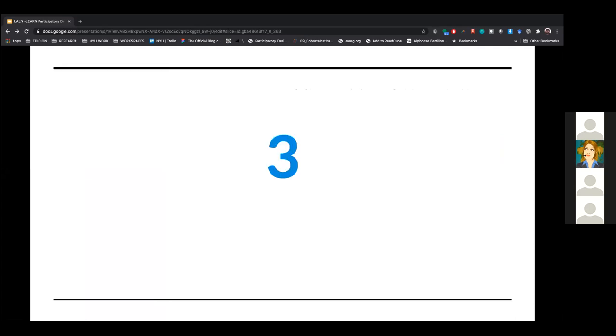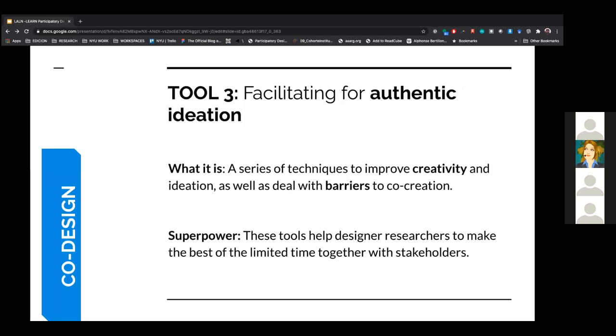Okay, on to our third tool. Now we're on the second group. These are tools for co-design. The first set of tools has to do with authentic ideation. These are tools for creativity and to deal with some of the barriers that we can find with co-creation.